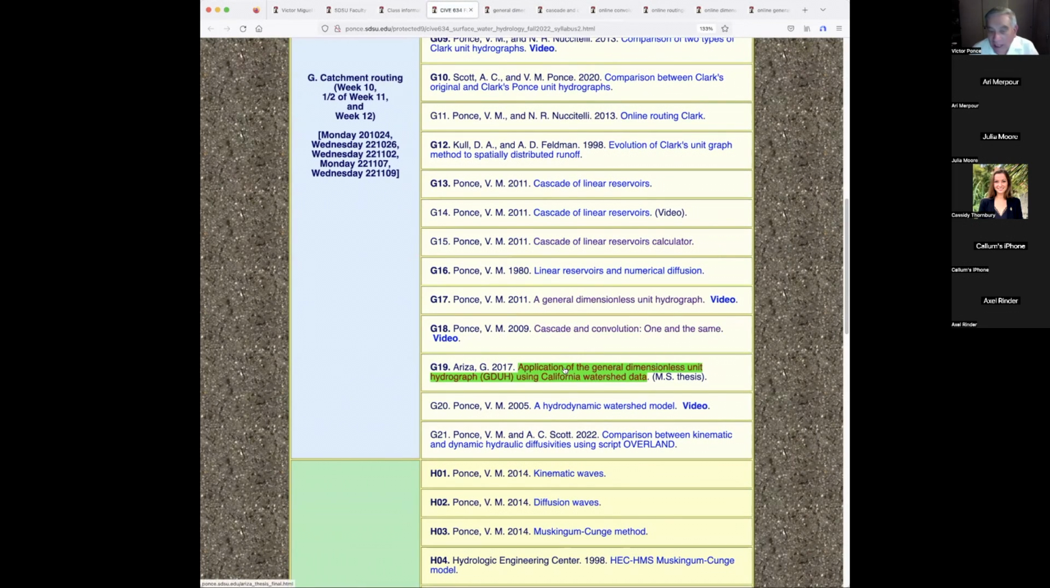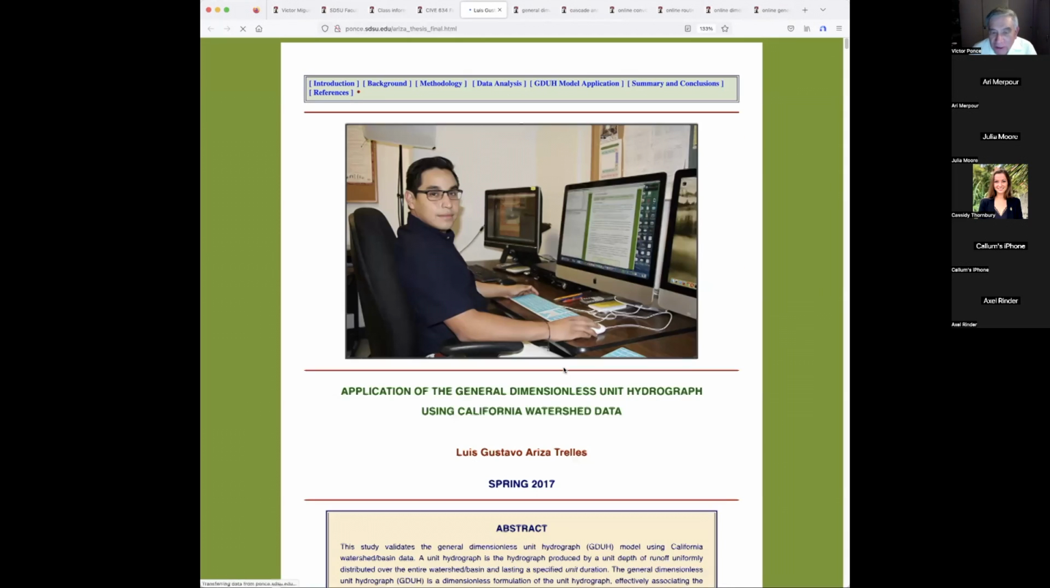Application: now I'm going to apply the general dimensionless unit hydrograph using California watershed data, an MS thesis. This was an MS thesis that was done in the year 2017. So we waited from the year 2009 to the year 2017 for a student to come around and want to do a thesis with me. And I said, well, we can do this, and a thesis has to be something that is doable. Remember, you don't want to put a student in a position that he or she cannot finish. So he said he had 6 months to do this work.